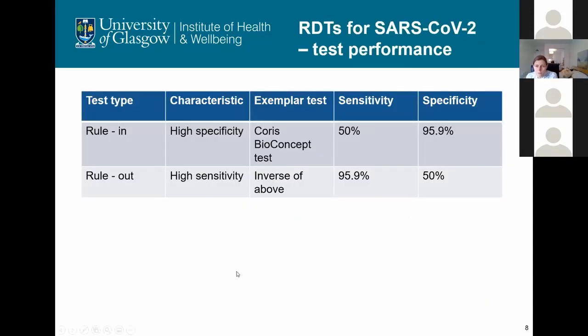So the test that we ran the numbers on was, we just picked one from the FIND website. I think there were about 600 to choose from when we did this work. And we picked a test with high specificity, but very low sensitivity, the Corris bioconcept test. And we couldn't find a suitable rule-out test, so we just flipped those.